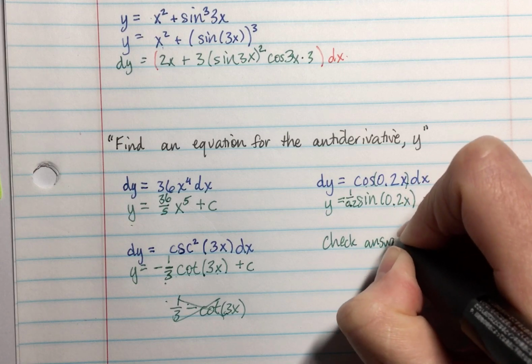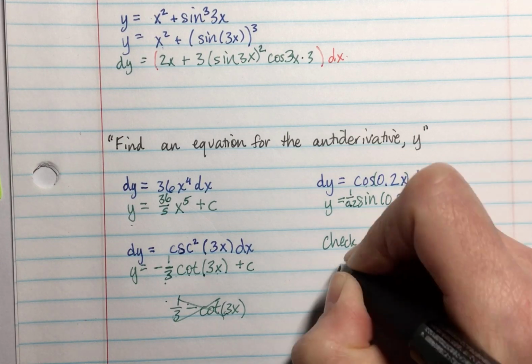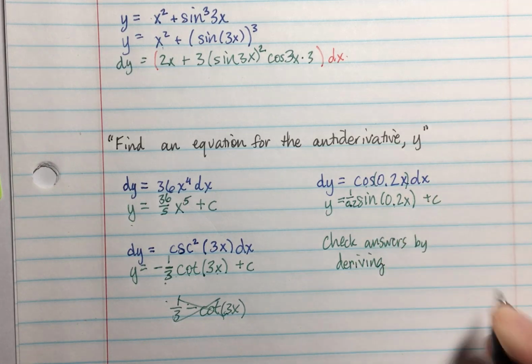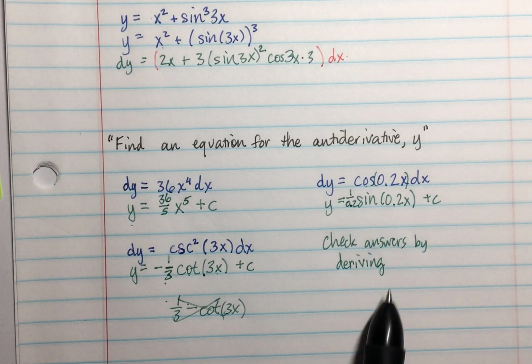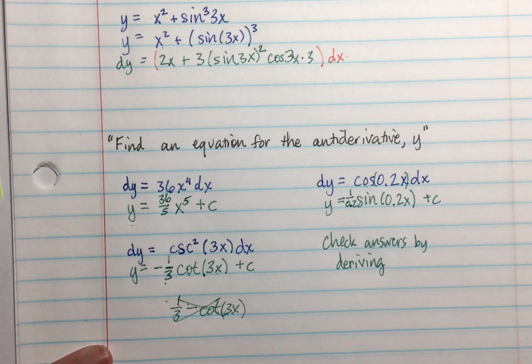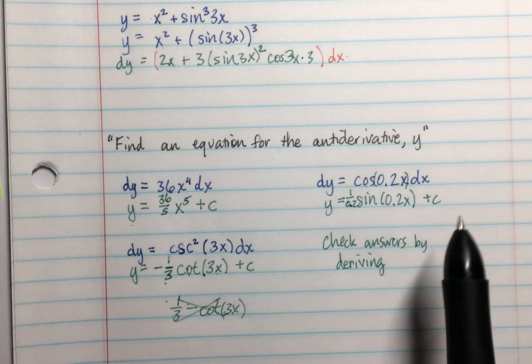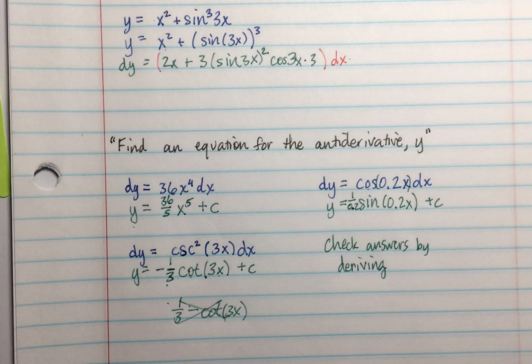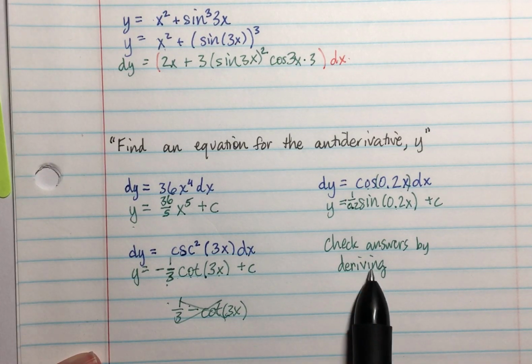Check answers by deriving. Technically, when you're checking your answers by deriving, you are finding the differential, but it's kind of the same thing. Anyway, that is our equations for antiderivatives. These will always feel harder than finding a derivative or a differential. That's just kind of the nature of the beast. But when you're unsure, check that answer.